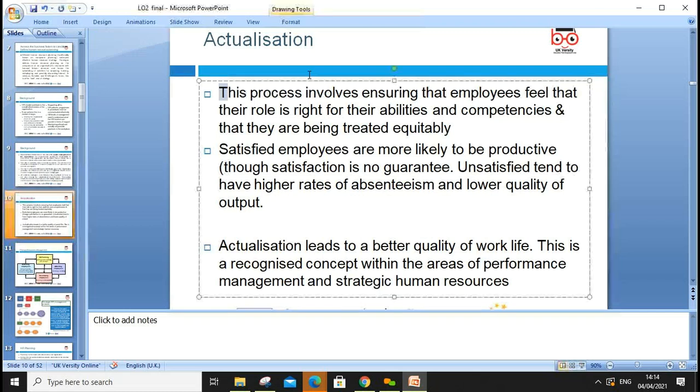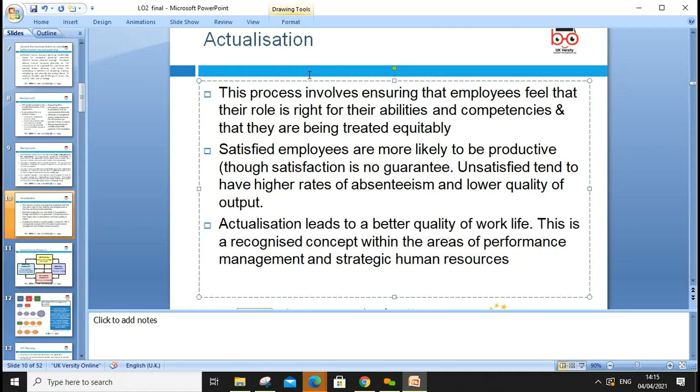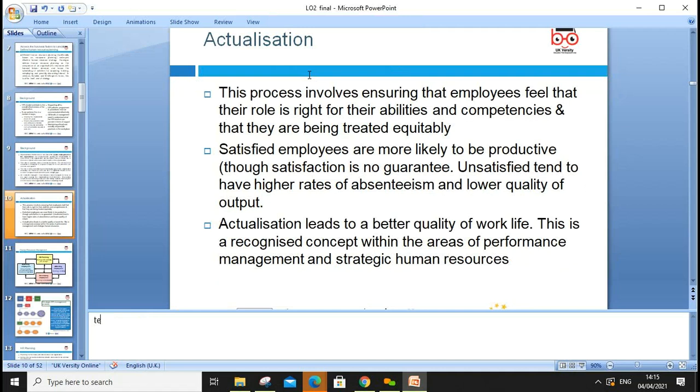So we need actualization, the process of ensuring the employees feel their rights, abilities and competencies are being treated equitably. Yes, people have abilities, but if we do not use them, do not identify them, do not manage the talent. It's a huge area of the subject called talent management. We have talent, but how do we manage it, how can we utilize it? The people who are really unsatisfied tend to have a higher rate of absenteeism. Think about our organization, why is there lower quality of output? Actualization leads to better quality.